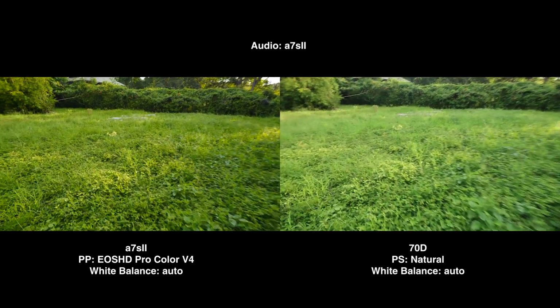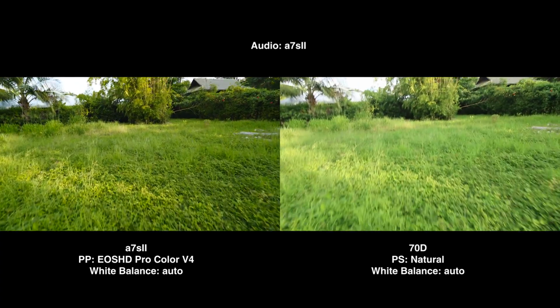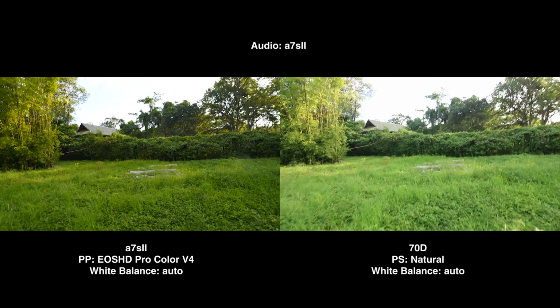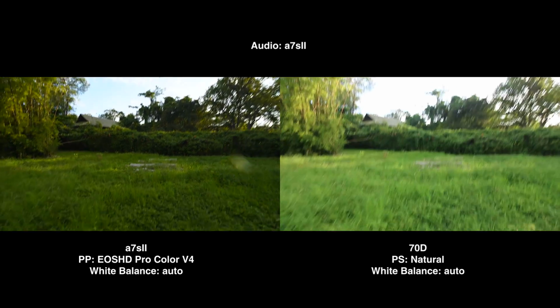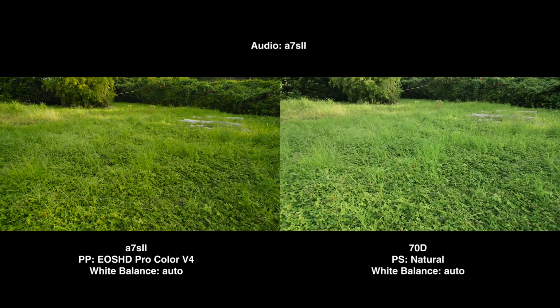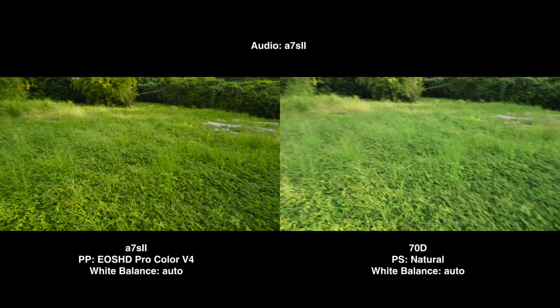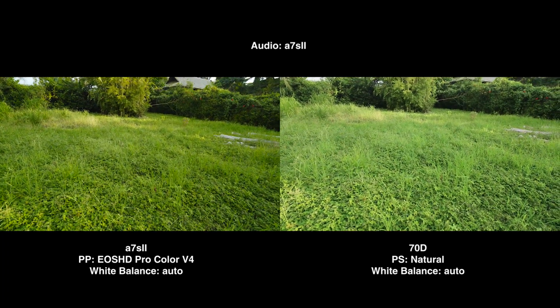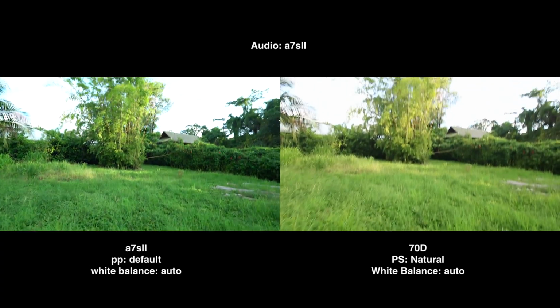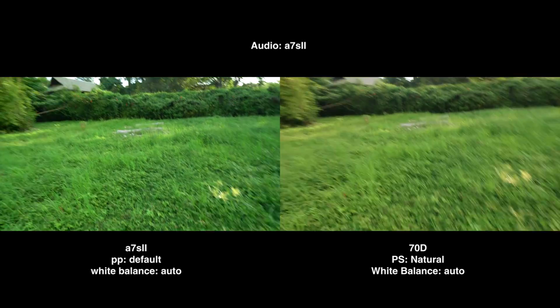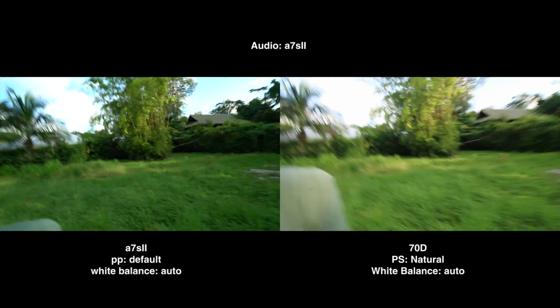Okay, so we're just out here walking around and I have both cameras mounted on top of each other. Right now I am using the Picture Profile V4 from EOS HD Pro Color, but here's what auto looks like from Sony. This is what it looks like. This is automatic. Here, we'll flip around.